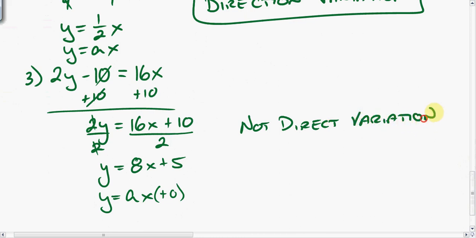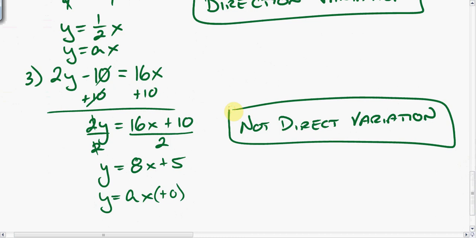And again, it's because we don't have a y-intercept of 0. Right? It's not in the y equals ax form.